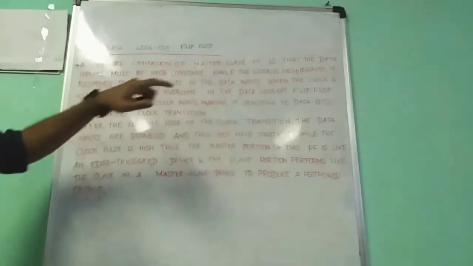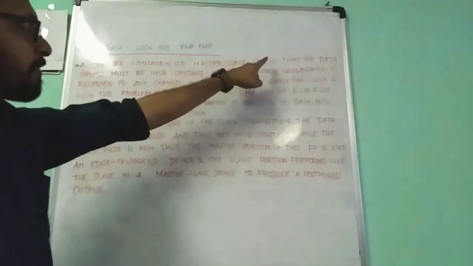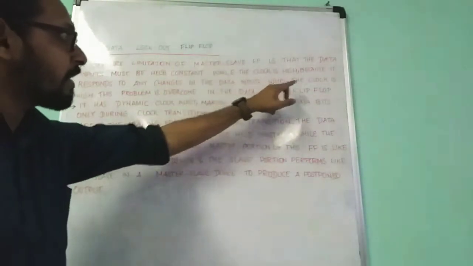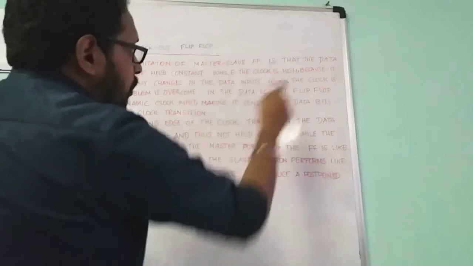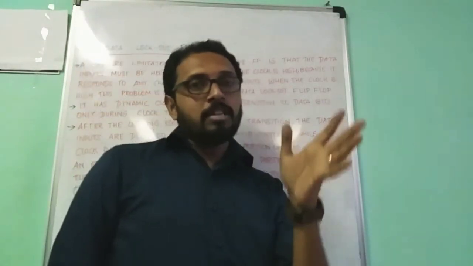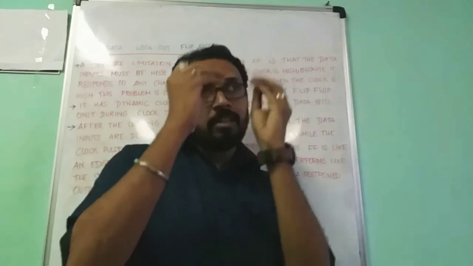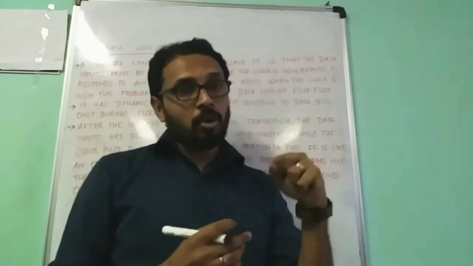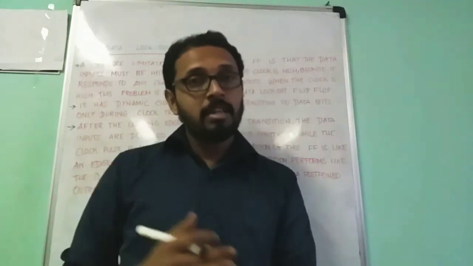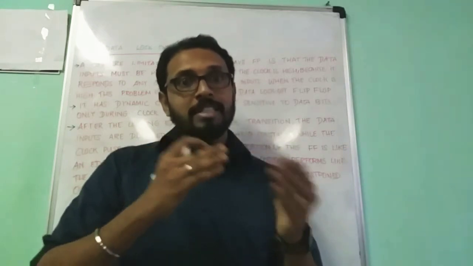A severe limitation of the master-slave flip-flop is that the data inputs must be held constant while the clock is high, because it responds to any changes in the inputs when the clock is high. This problem is overcome in the data lockout flip-flop. A data lockout flip-flop has a dynamic clock input. That is, during the application of the clock, the data will be locked, and further changes will not take place, and thus there will not be issues about change in data.